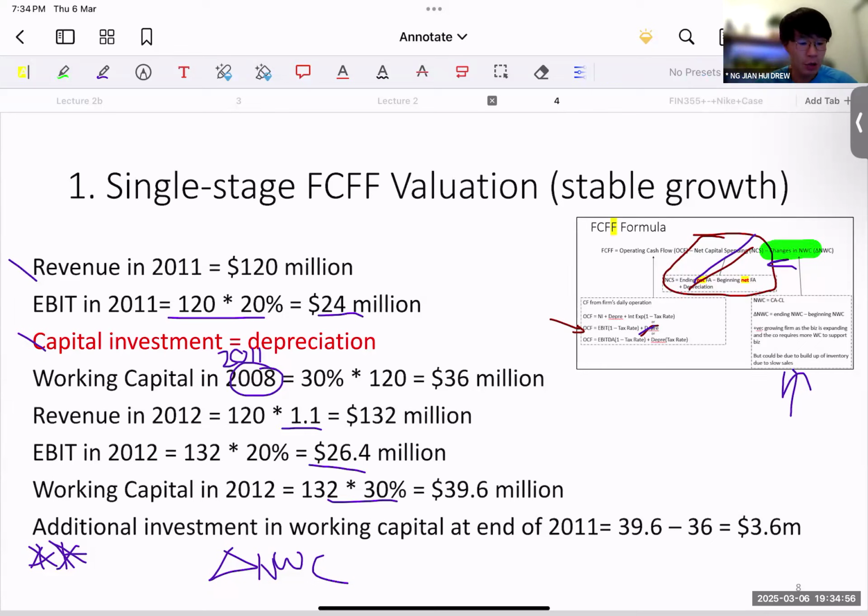So far so good. Like I mentioned, I noticed a handful of mistakes with this change in net working capital. I just want to highlight this again because this will really affect your valuation. So please be very careful and use the change in net working capital.